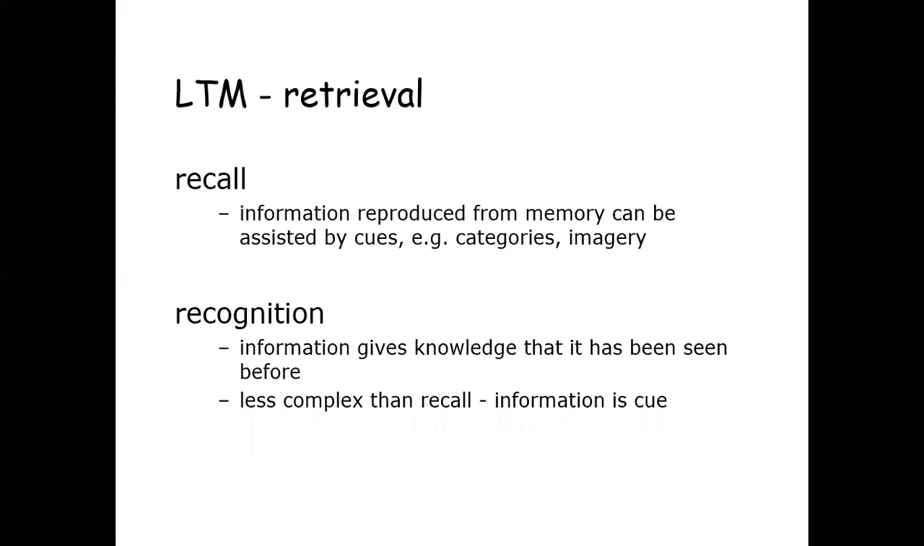The next one is information retrieval. There are two types of information retrieval. The first is recall and the next is recognition. Recall is when the information is reproduced from memory, for example, given categories and imagery and so on. The next one is recognition. The presentation of information provides the knowledge that the information has been seen before. Recognition is the less complex cognitive activity since the information is provided as a cue.